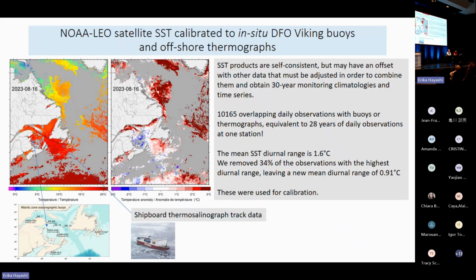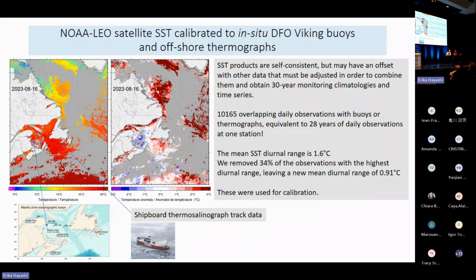So we need to calibrate Leo to our own data. Basically, it's self-consistent, but maybe not consistent with what we're using. So we want to make sure that we ground truth it to our own data sets. To do that, we have a series of oceanographic buoys, like MET buoys, but they also have CTD profilers that measure into the water column. And we have a thermograph network, which I'll show on the next page. In total, over the overlapping years, I had over 10,000 days of overlapping data at these sampling sites with a Leo pixel.